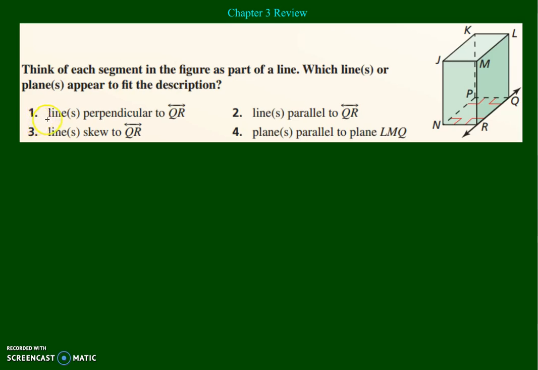The first problem says lines perpendicular to line QR. Well, here's line QR, and we can clearly see the right angle symbols here. So the lines that are clearly perpendicular to QR would be, this is for number 1, line PQ and line NR.